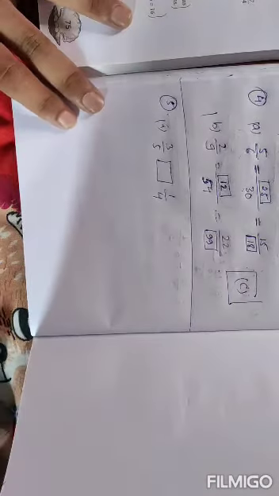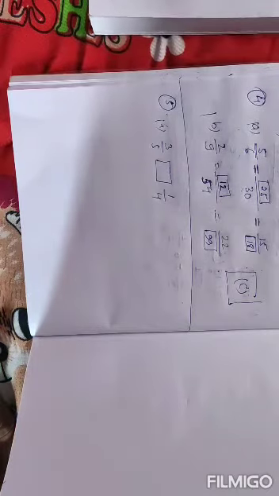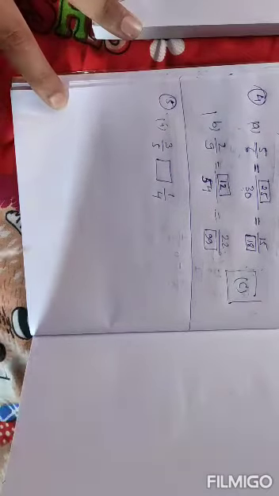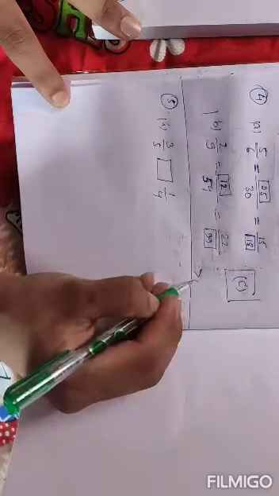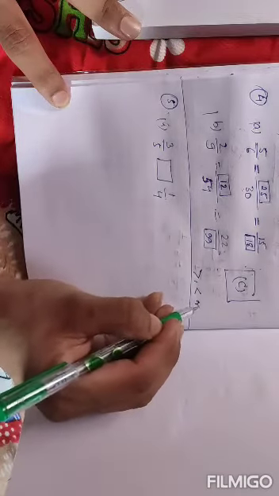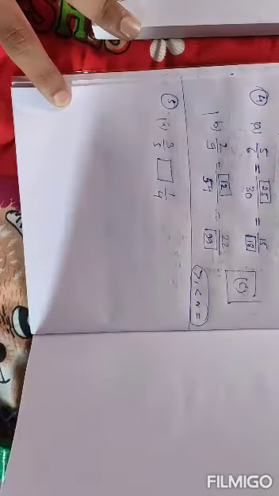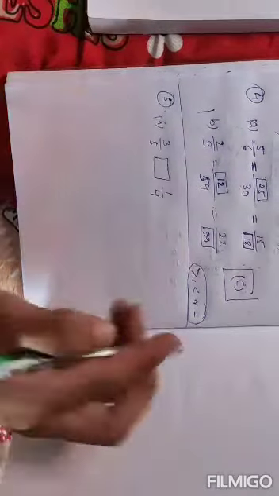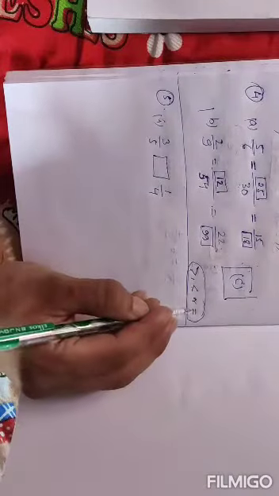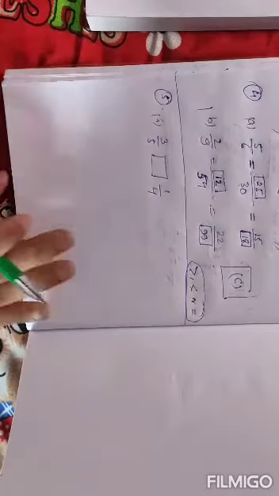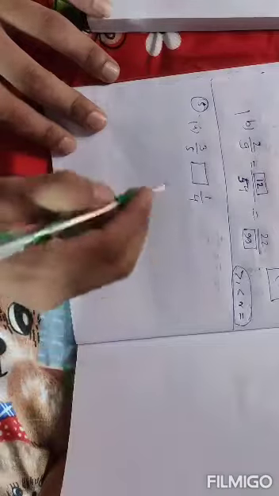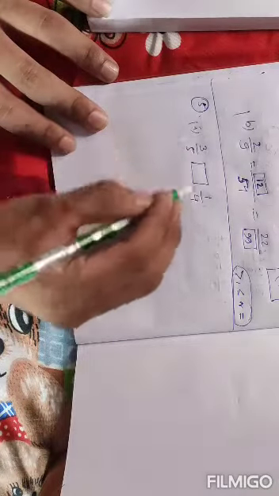Now we will move to the next question, that is question number 5. Question number 5 is saying compare using this sign or equals to sign. I hope you know how to use all these signs, isn't it? This means greater than, this means less than, or this means equals to.